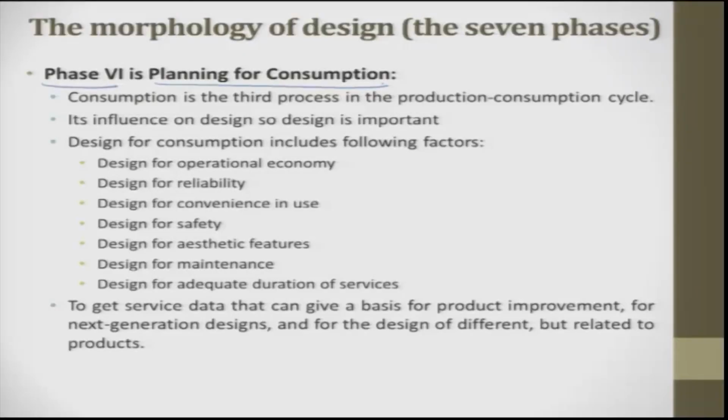The 6th phase is planning for consumption. This is a very, very important phase. The consumption is the third process in the production-consumption cycle, and its influence on the design is greater, which makes design a little more important. So the design for consumption includes the following factors: design for operational economy, design for reliability, design for convenience in use.